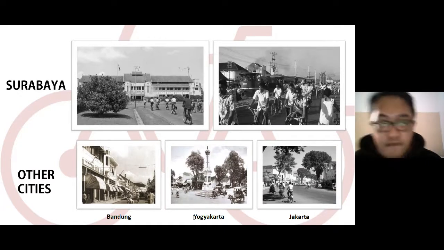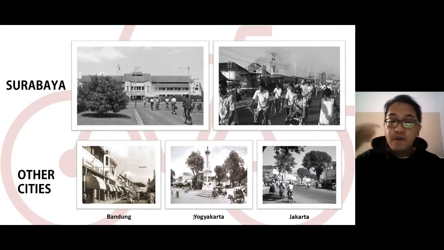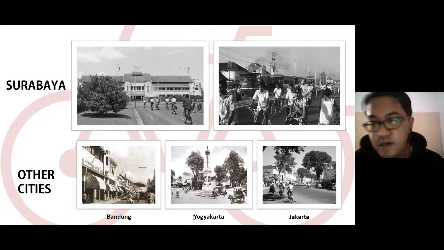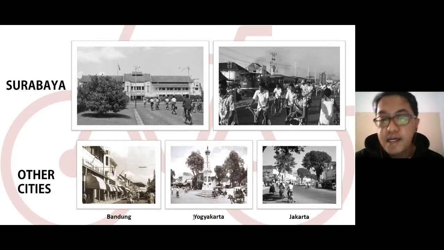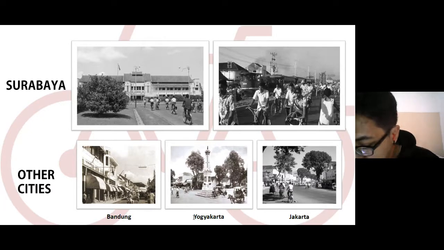And the second slide that you see right now, it's Surabaya 45 or 50 years ago. The photo on the left is our city hall, and on the right is somewhere in our industrial area. It's basically really normal. You can see bicycles all around. People go everywhere.